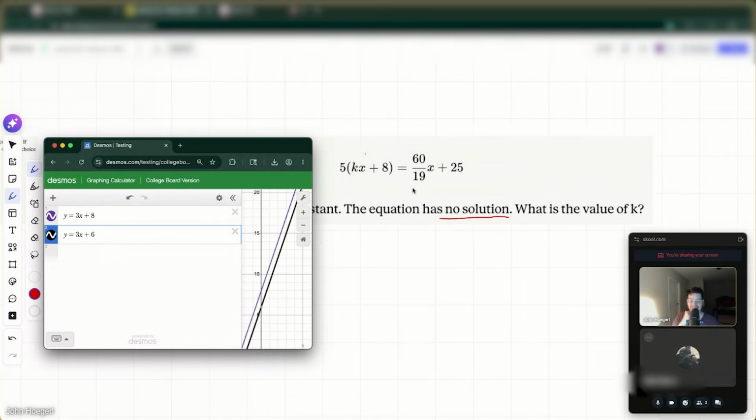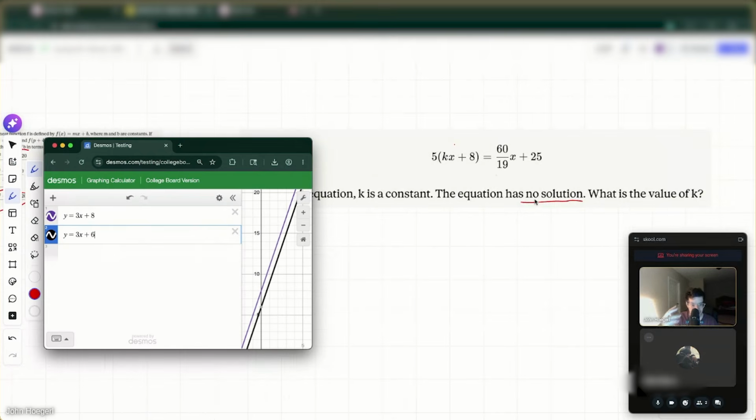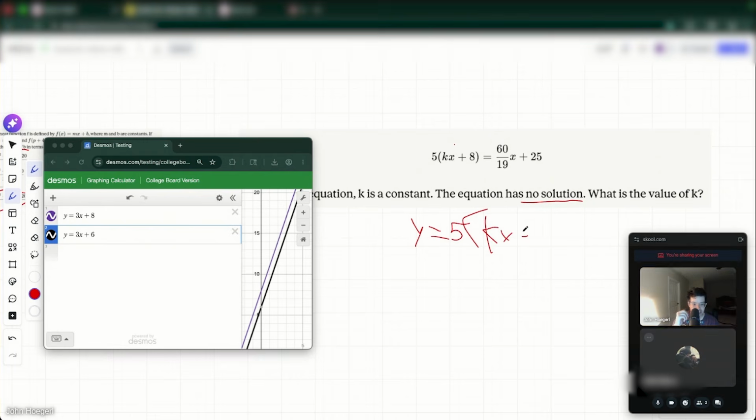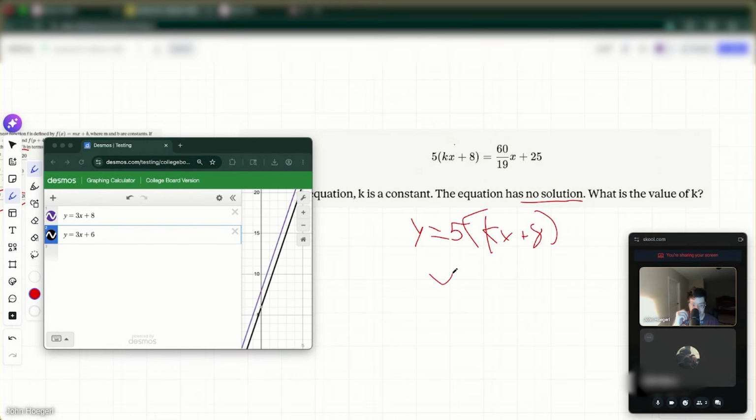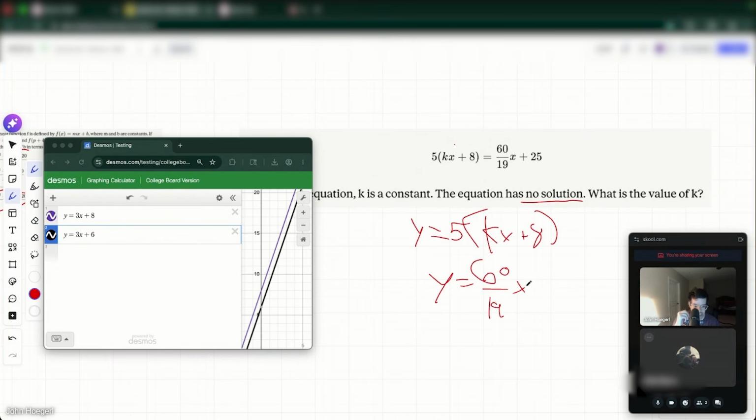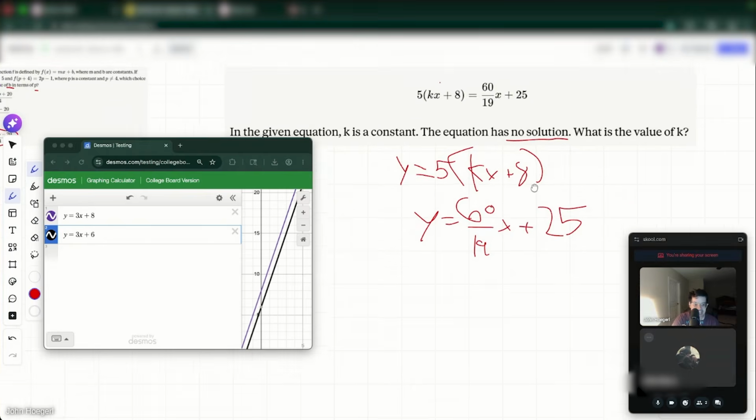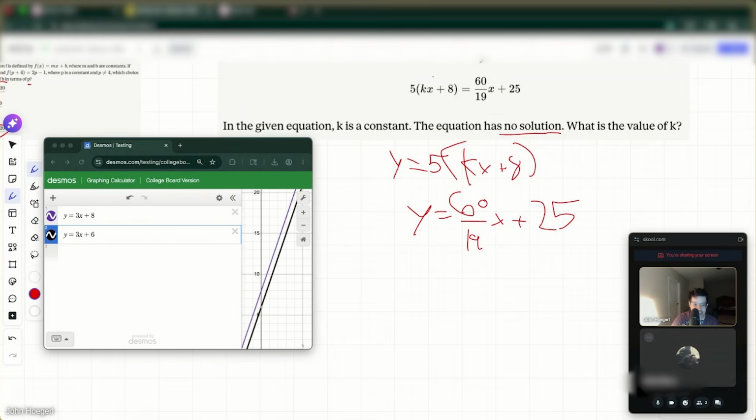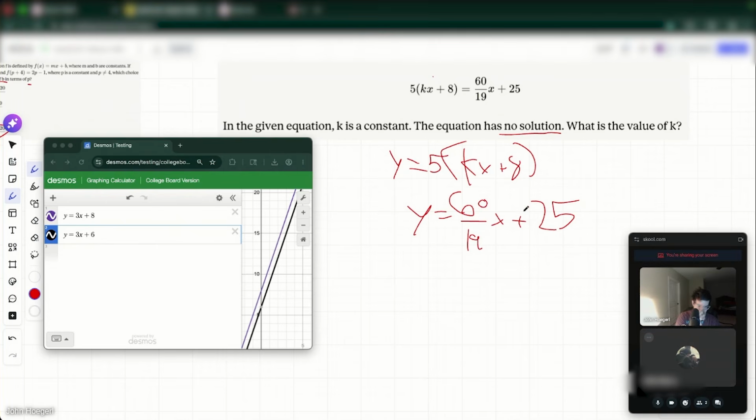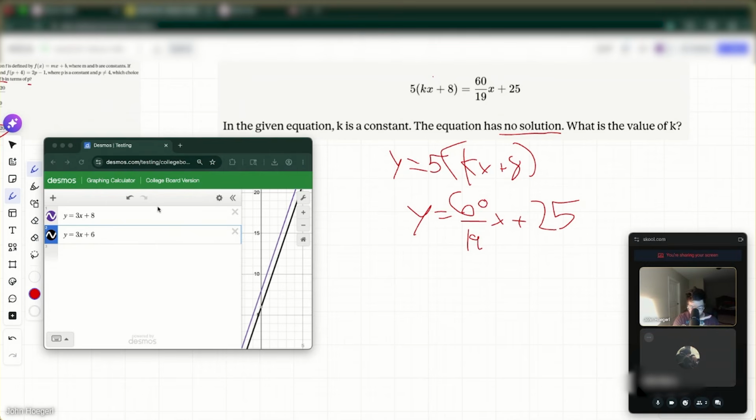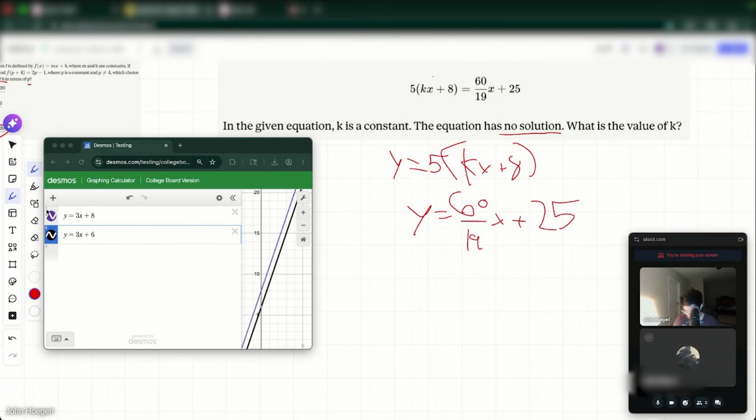So in order for this to have no solution, it functionally must be doing the same exact thing. Basically, what they're saying is that y is equal to 5 times (kx plus 8), and then y is equal to 60 divided by 19x plus 25. That's really what we're saying here. They must have the same value in front of the x, but a different value over here. So with that information in mind, we can piece together what must be the solution.